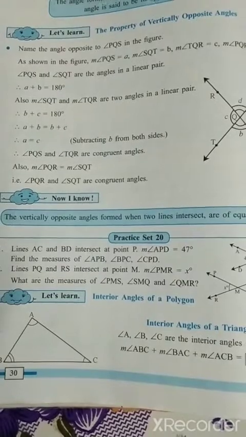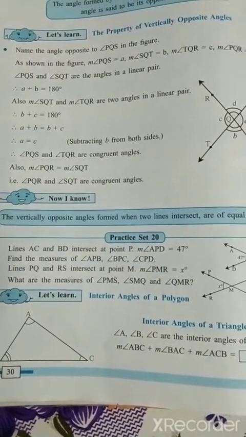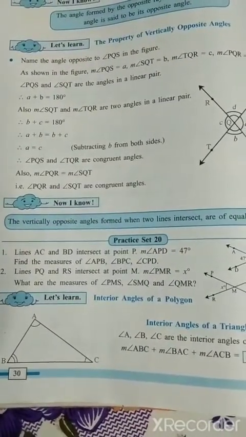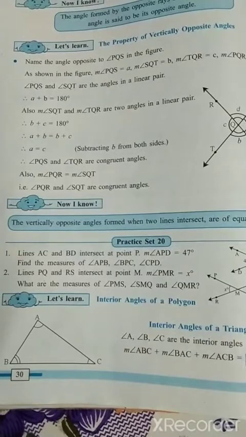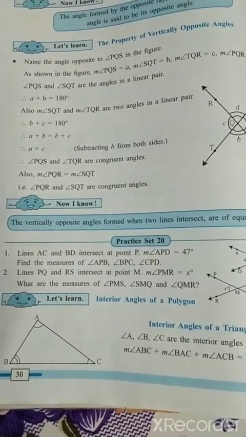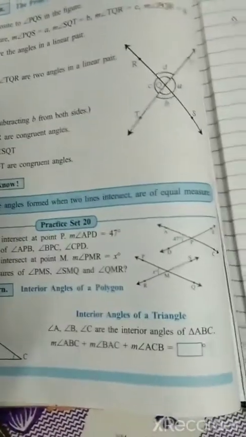Moving ahead to the second sum. The second sum is again based on vertically opposite angles, the property of linear pair and the property of vertically opposite angle. The question says, lines PQ and RS intersect at point M. Measure of PMR is x degrees. What are the measures of PMS, SMQ and QMR? And a diagram is given to us.